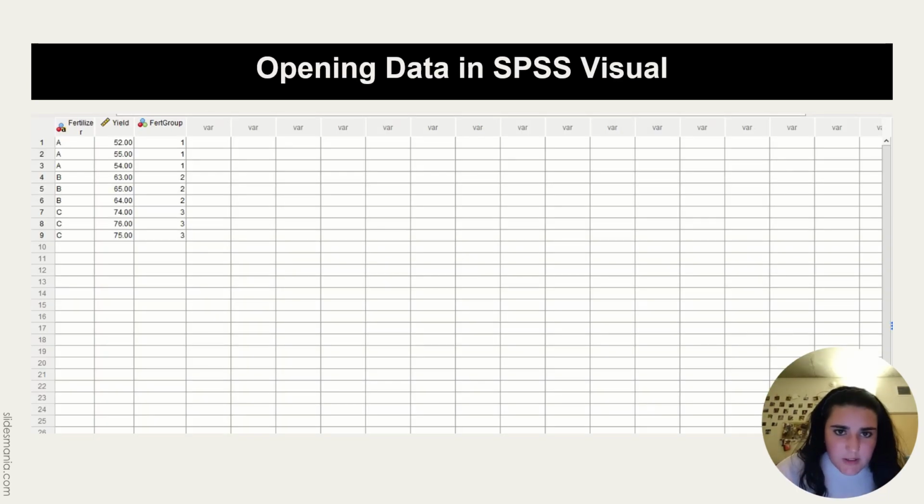Now here's a visual showing what your SPSS screen should look like after opening the dataset. And notice how the columns line up. Like I said earlier, we see that there's the A, the B, and the C. And within that, there's the yield category and the fertilizer category. The fertilizer category is separated into 3 different ones.